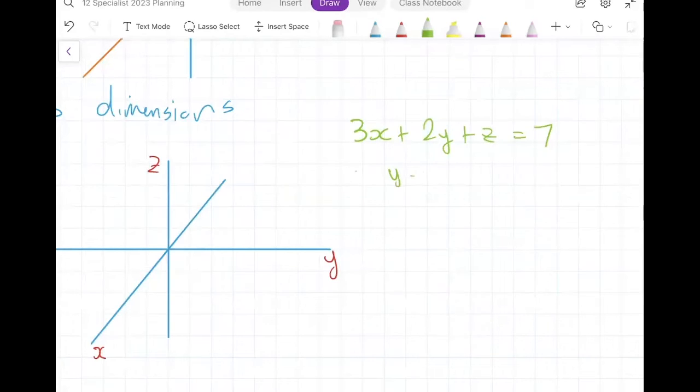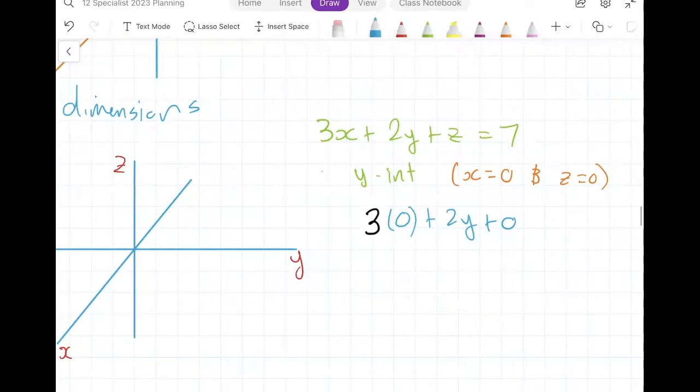To find our y-intercept for a 3D equation, that is going to be when x equals 0 and when z equals 0. So if I go ahead and do that, that gives 0 plus 2y plus 0. I guess I should write 2 times 0, is equal to 7. So that means that y is going to equal 7 over 2.